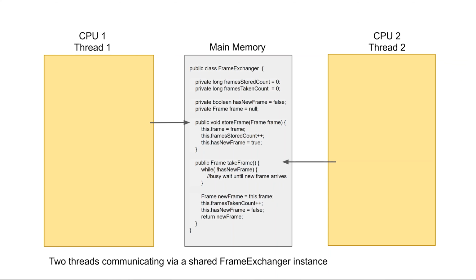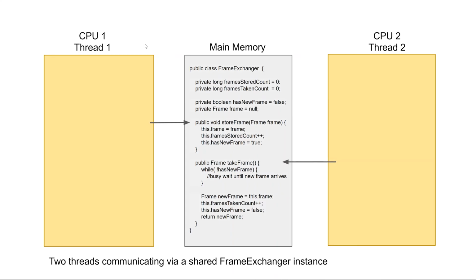Unfortunately, instruction reordering may affect the correctness of multi-threaded applications where the threads need to communicate via shared objects. Throughout the rest of this video, we will look at how instruction reordering may affect correctness of such multi-threaded applications and what the Java happens before guarantee does to fix that.